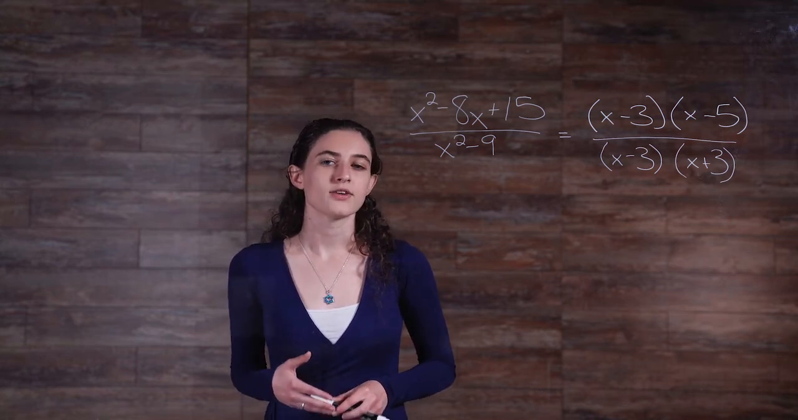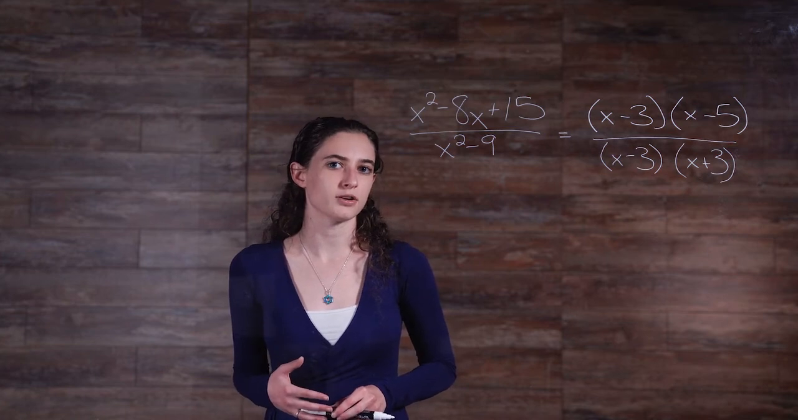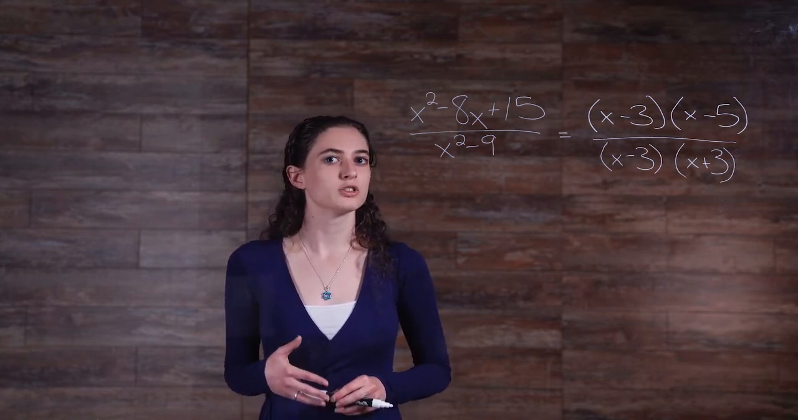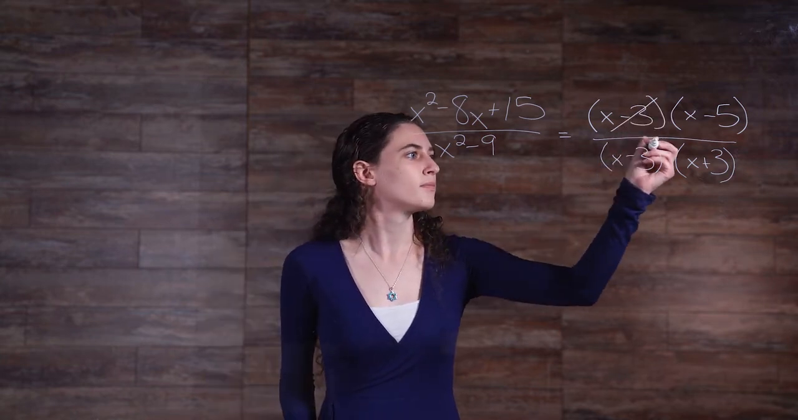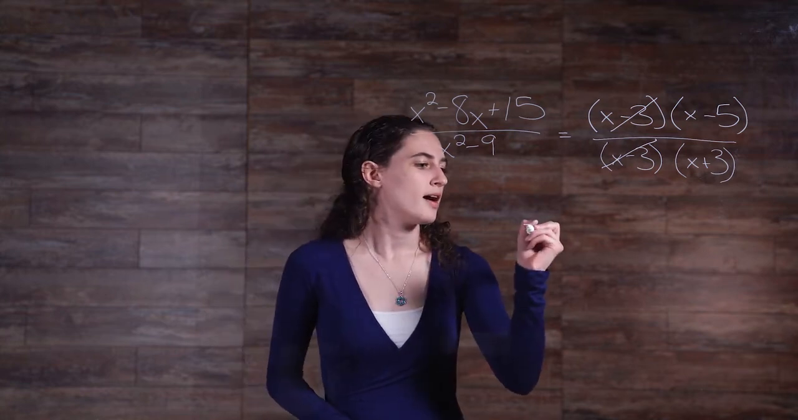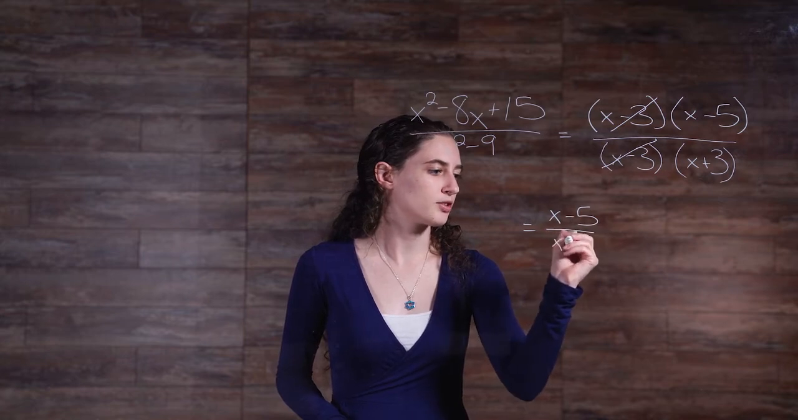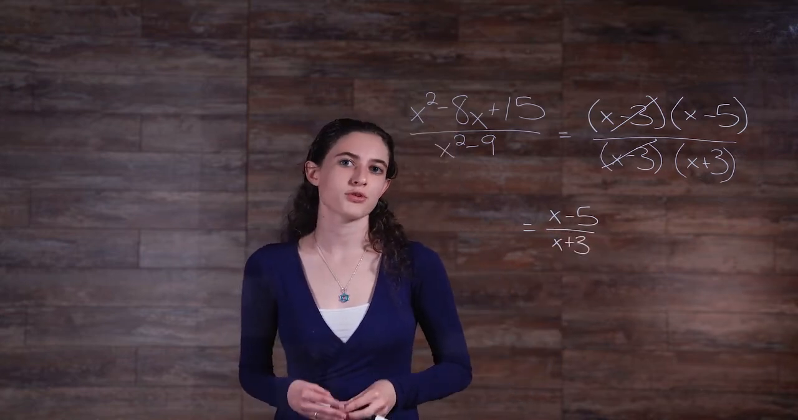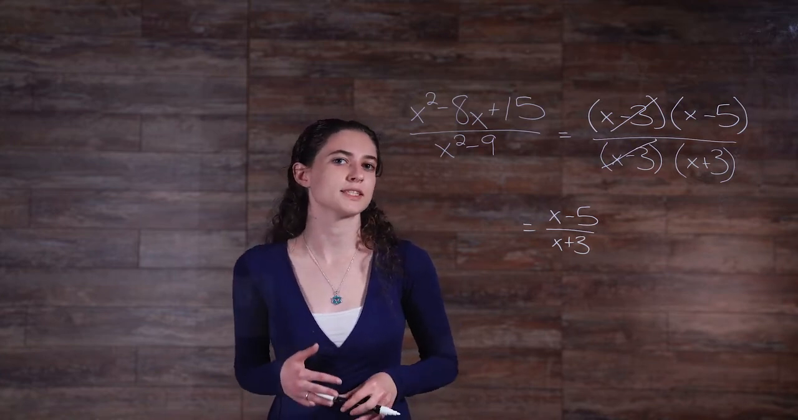And lastly, the factor x minus 3 is in both the numerator and the denominator. Dividing x minus 3 by itself results in 1, so these factors can be canceled out of the expression. Now we have the simplified rational expression x minus 5 over x plus 3, with domain restrictions of 3 and negative 3. Let's go through these same steps in another example.